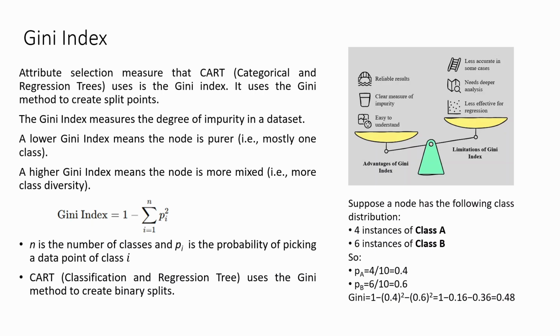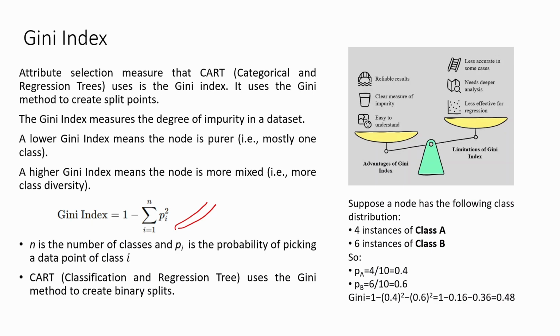So how will you find the Gini Index? You can find the Gini Index by using this formula. Gini Index is 1 minus the summation of i equals 1 to n of p_i squared, where p_i is the probability of picking a data point of that particular class. N is the number of classes.